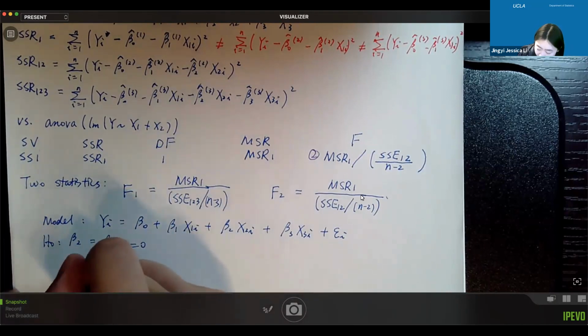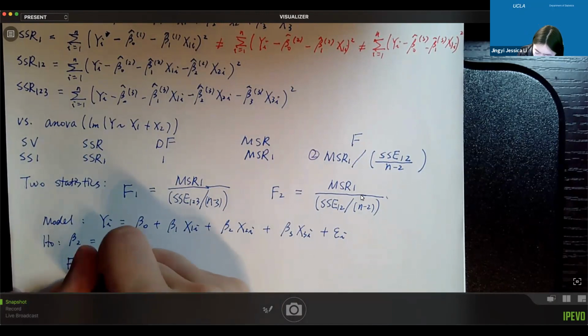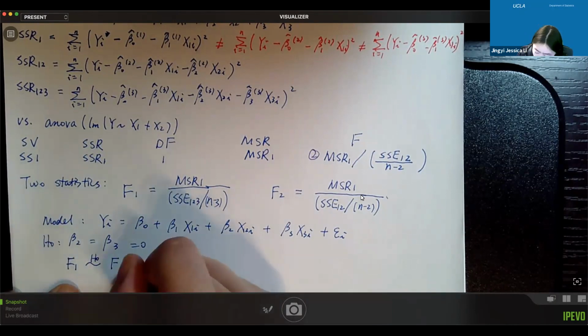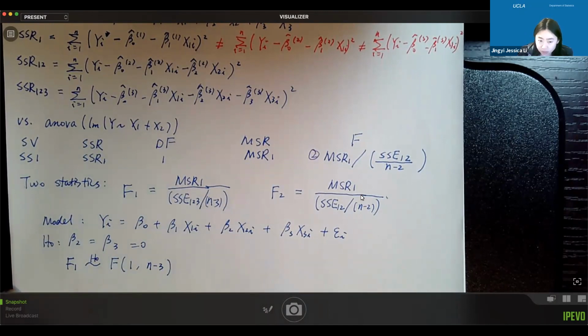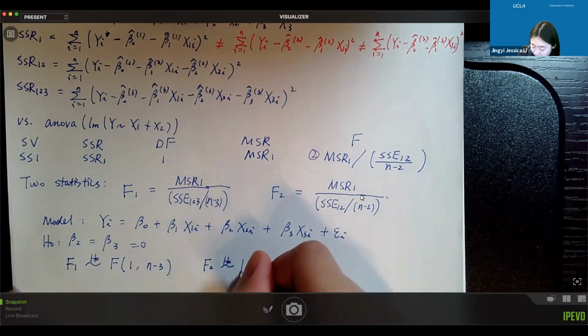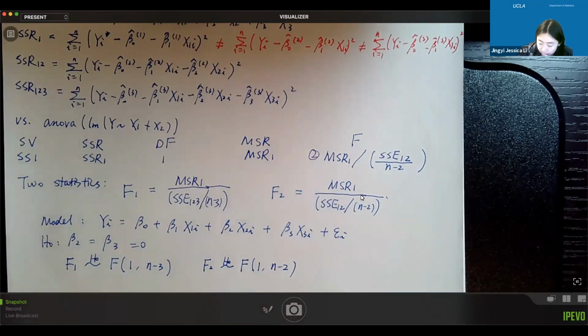So I can say that F1, let me see if I'm right. Yeah, so F1 under the H0 follows an F distribution with degrees of freedom 1 and n minus 3. This is the distribution for F1 under the null hypothesis. And F2 follows a null distribution with degrees of freedom still 1, but n minus 2. So each of those two statistics will follow its own null distribution.